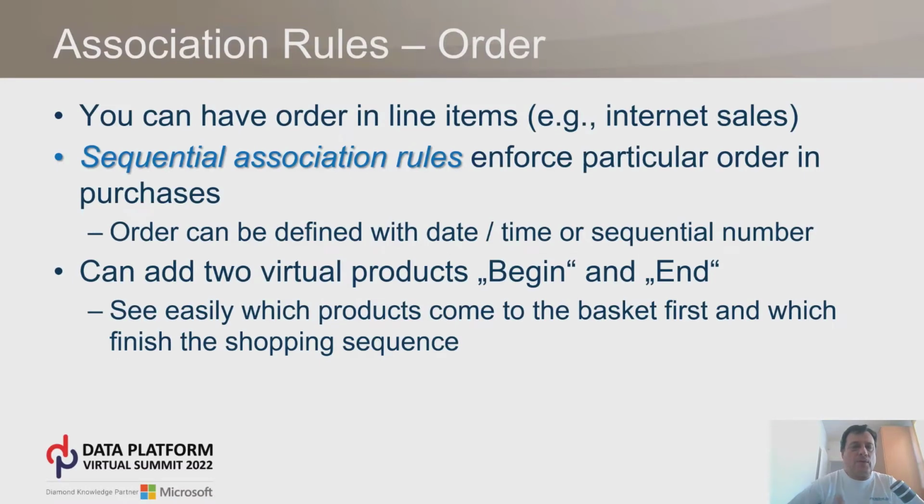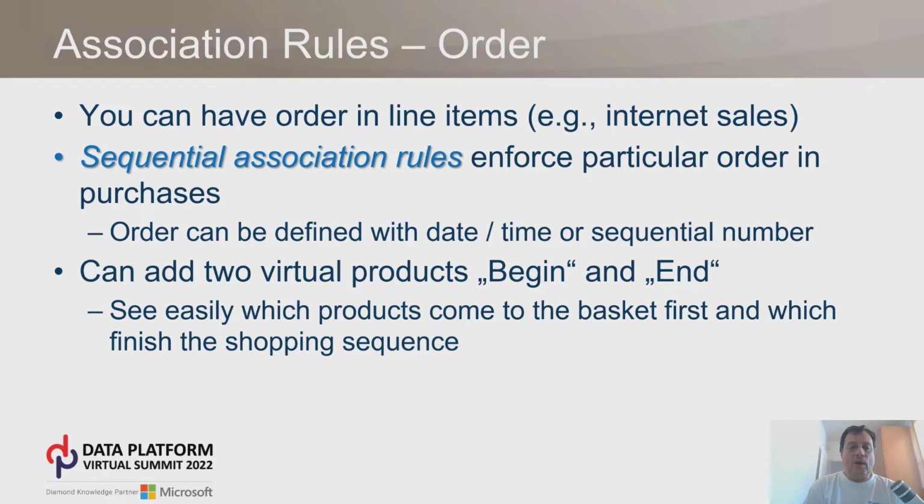I have nearly exhausted possible calculations for association rules. There is one more term I can introduce, and this is the order. You can have order in line items. For example, in internet sales, you know the order of products in the basket. Of course, in retail sales, typically in a big supermarket, this order is completely mixed when you come to the cashier, so you cannot count on it. But if you have this order, then you can create sequential association rules. Order can be defined with a sequential number like line number, or maybe with date and time.